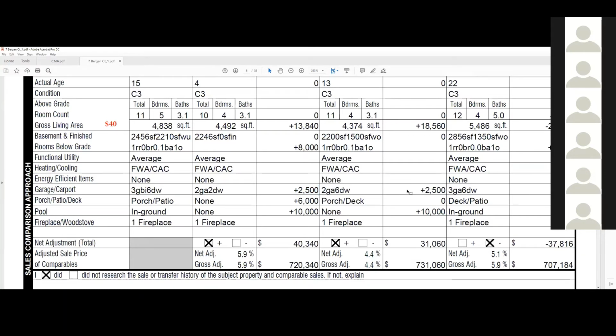So here's a 2-car garage, 6-car driveway, and he gave a $2,500 credit for that. And here's the same thing, 0. Porch and patio, none, $3,000 each. Porch and deck, 0. Deck and patio, 0. In-ground pool. Having an in-ground pool, you got a $10,000 credit. Now, this is where you can see the adjustments.